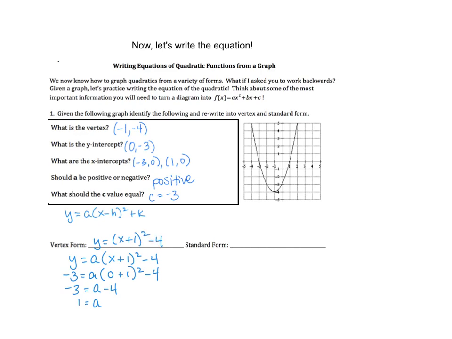Now, if I want to get that equation into standard form, or ax squared plus bx plus c form, I can simply multiply this out. So that would give me y equals, and we're going to multiply out (x plus 1) squared, so I get x squared plus 2x plus 1 minus 4, and we'll simplify, so that's y equals x squared plus 2x minus 3.